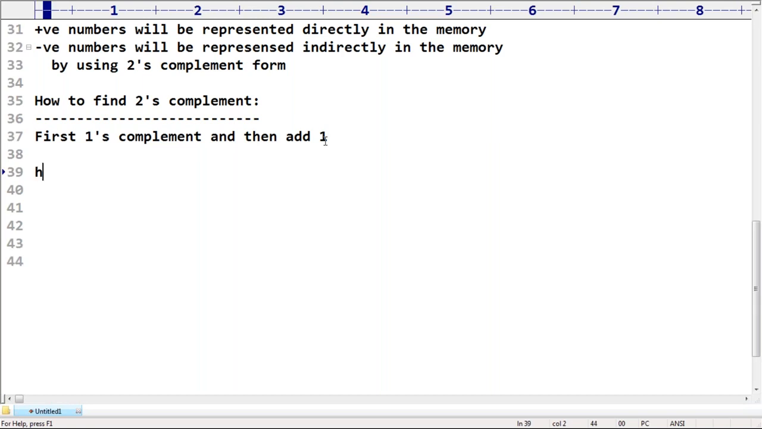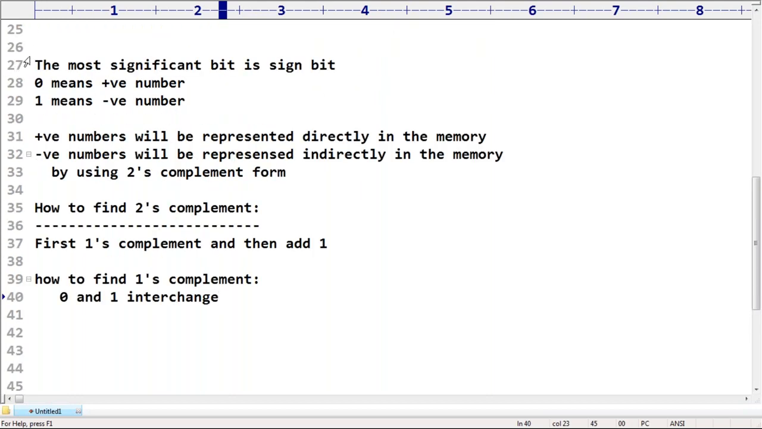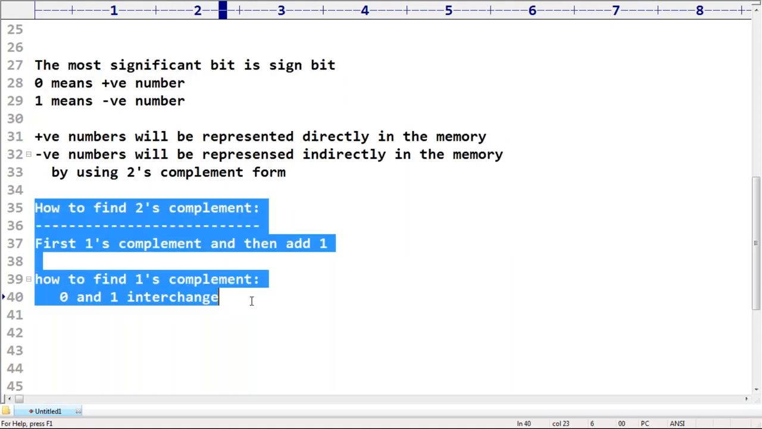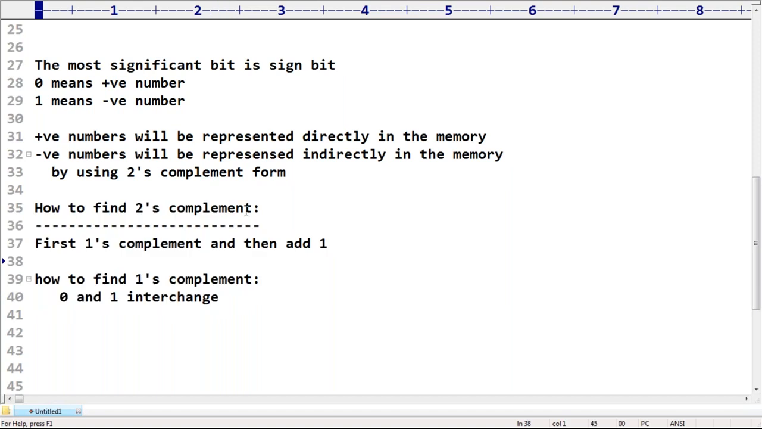How to find 1's complement? Most people are already aware. Interchange 0 and 1: 0 is replaced with 1, 1 is replaced with 0. Reverse the bits, invert the bits, and it becomes the 1's complement. Up to this, I hope everyone is aware of these words from your mathematics knowledge. Maybe one or two points may be new, but 1's complement and 2's complement we have known from our childhood. Correct? Any doubt?